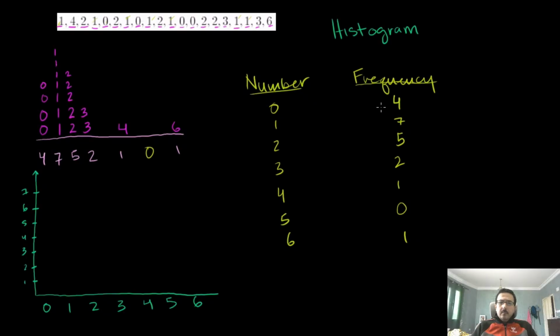So 0 shows up 4 times. So we'll draw a little bar graph here. Draw it just like that. That is that information right there.